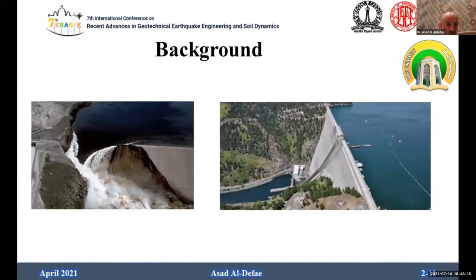As we know, dams are very important infrastructure for life around the world, and we expect that any dynamic response or seismic events or earthquakes will be destructive for the lives of the people. This project or paper is a very small part of the very big project for my PhD, and I concentrated here just on the dynamic response of the soil underneath the gravity dams, not on the response of the structure of the dam.